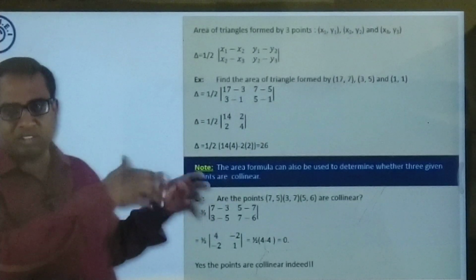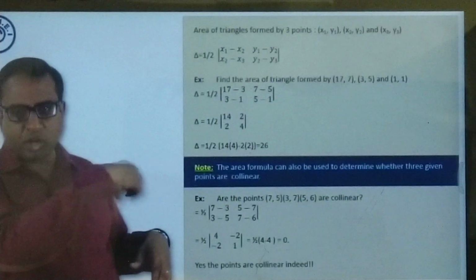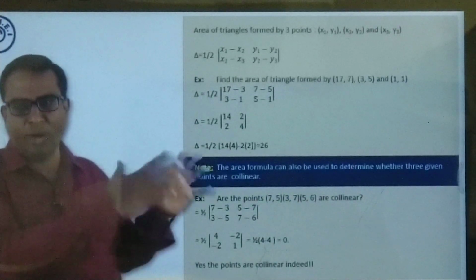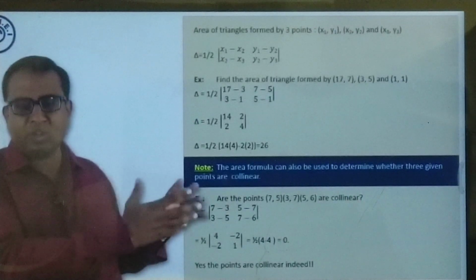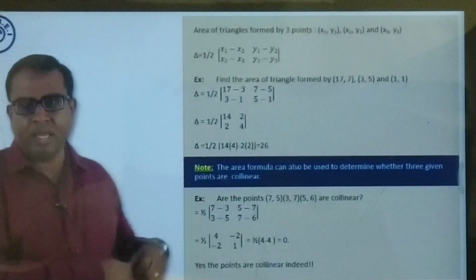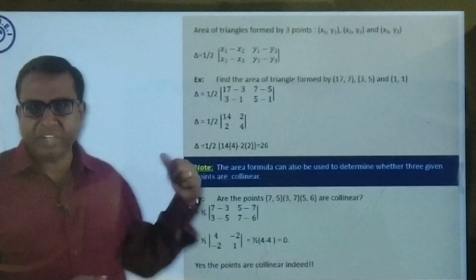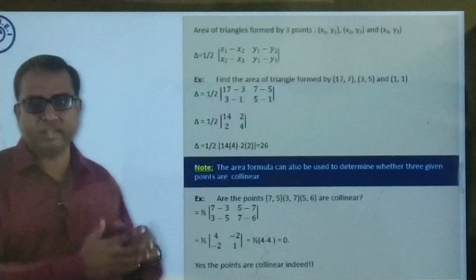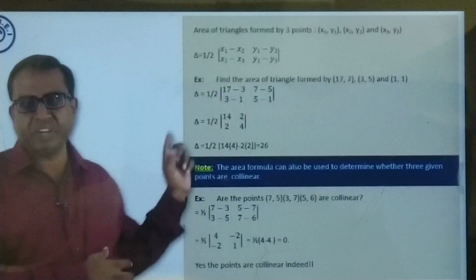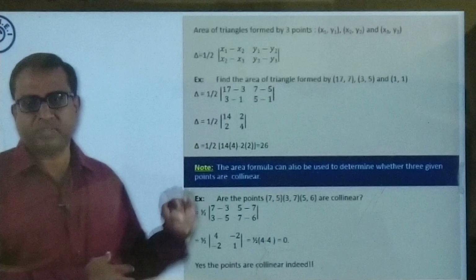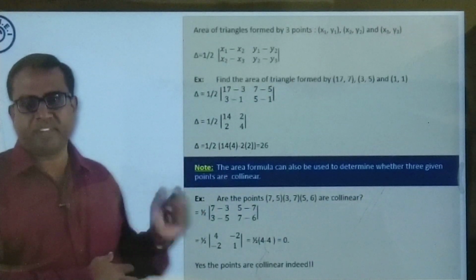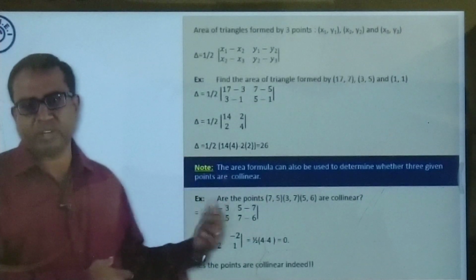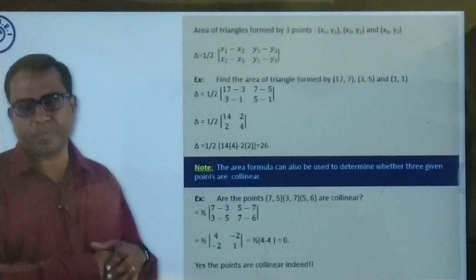Now just don't get scared about these symbols. It just follows a cross rule. This is called the determinant of a 2 by 2 matrix. We will demonstrate this determinant through an example. Say you want to find the area of the triangle formed by (17, 7), (3, 5) and (1, 1). Suppose these are the three points. You want to find the area of the triangle. First thing is half of 17 minus 3, 7 minus 5, 3 minus 1 and 5 minus 1: x1 minus x2, y1 minus y2, x2 minus x3, y2 minus y3. That's precisely what we have done.